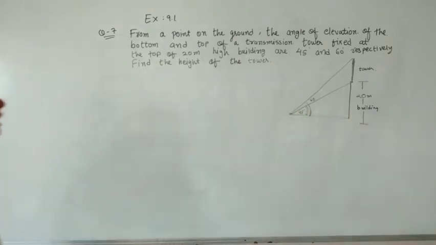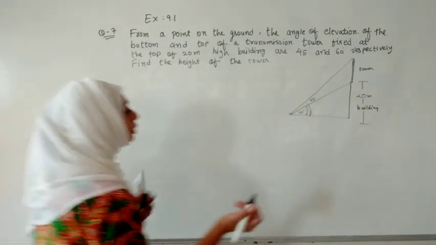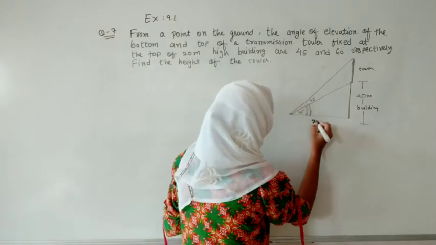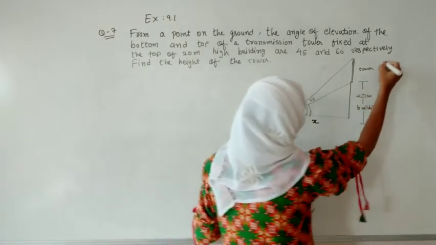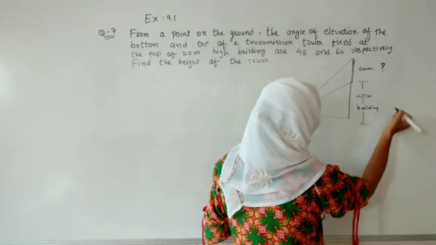Then what we have to find? Find the height of the tower. Means here we have to find the height of the tower. So how will we find it? Nothing is given here, so let us guess a few things. Let me guess it as x, and first we will find that x. Then we have to find this, this is the question mark.